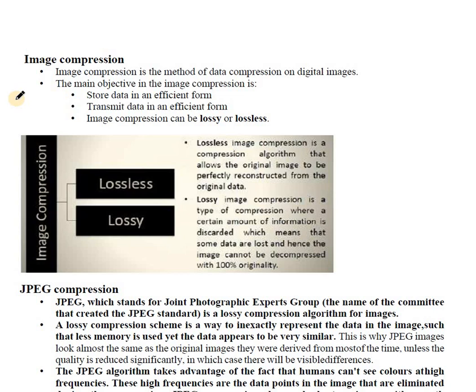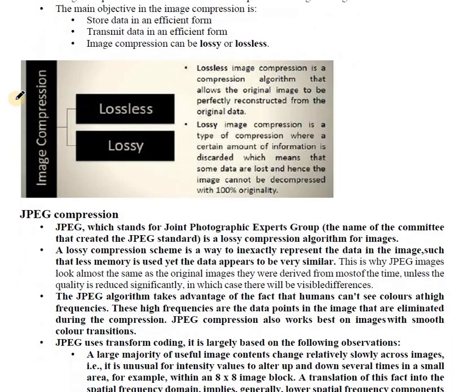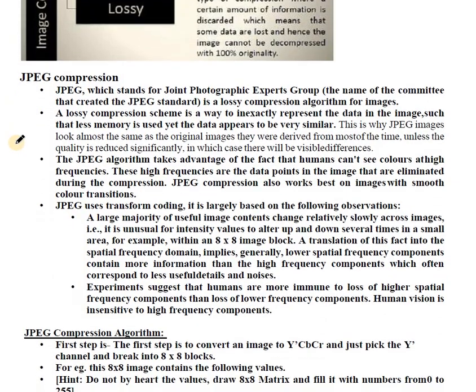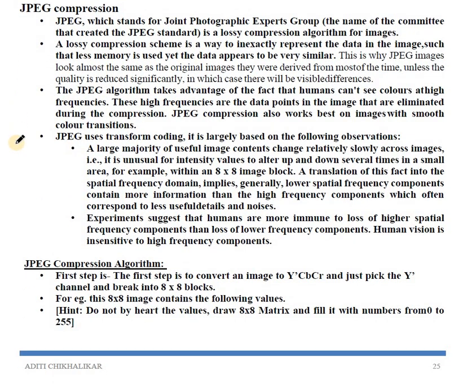So very basically, when you don't lose anything from your original data, it is lossless image compression. When you lose something permanently, then it is a lossy image compression. The technique we are going to see next, that is JPEG image compression, is a type of lossy image compression. Now what we basically do in this JPEG image compression, let us see that.